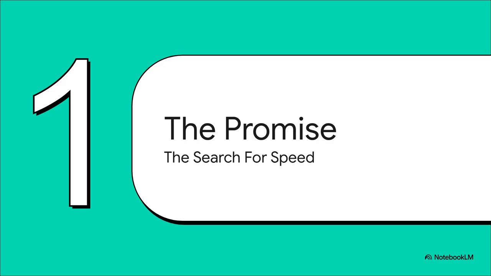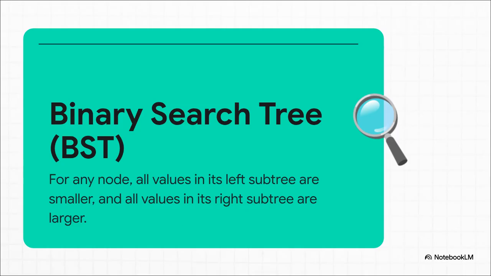Okay, so let's start with the promise. What is it about the binary search tree that makes it such a game changer for finding things fast? You know, the genius is all in one simple rule. For any item in the tree, we call it a node, everything to its left is smaller, and everything to its right is larger. Now just think about what that means for a second. With every single decision, you get to throw away half of the remaining data. It's like a game of 20 questions on steroids, and that's what makes it so unbelievably efficient.